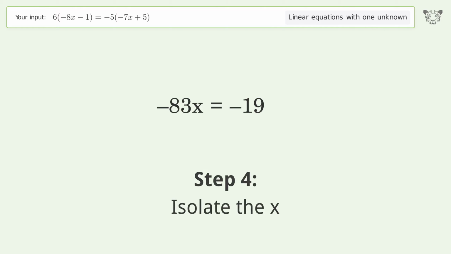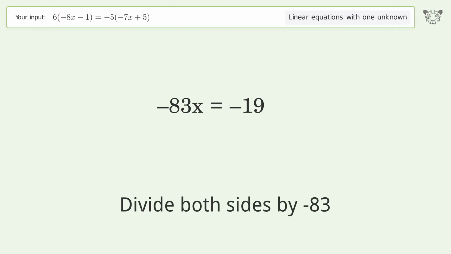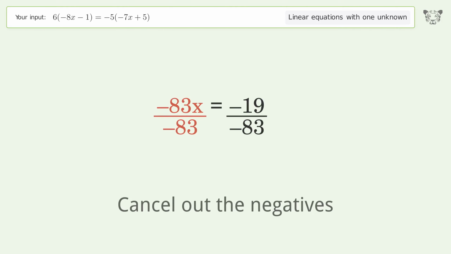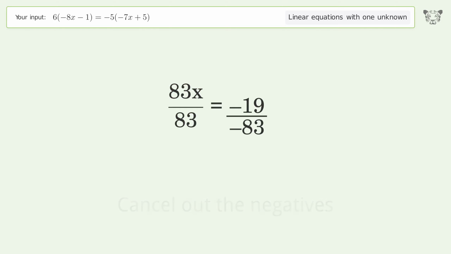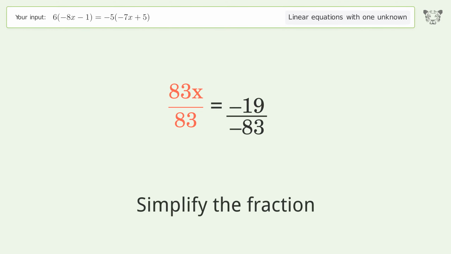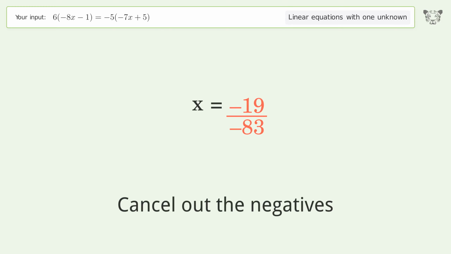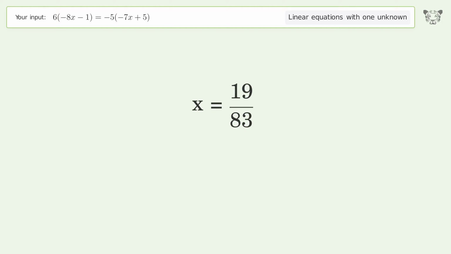Isolate the x. Divide both sides by -83. Cancel out the negatives. Simplify the fraction. Cancel out the negatives. And so the final result is x equals 19/83.